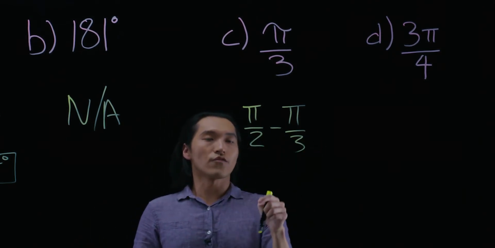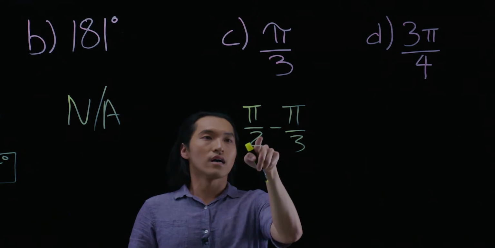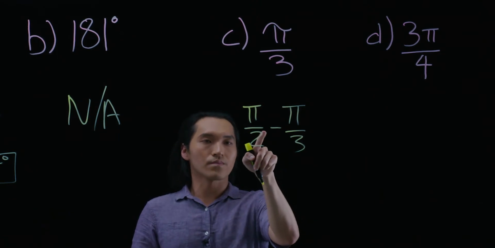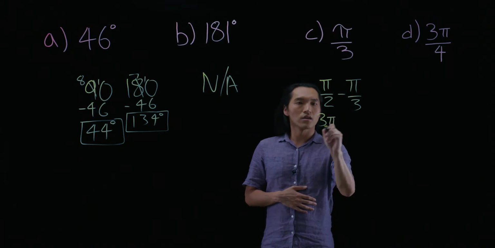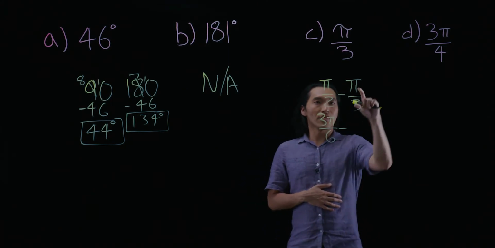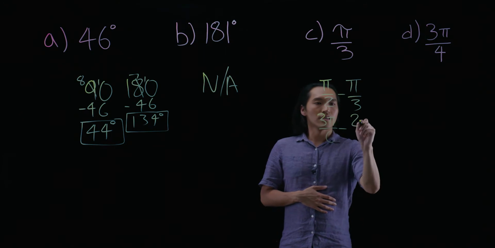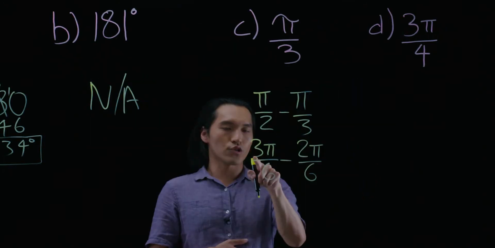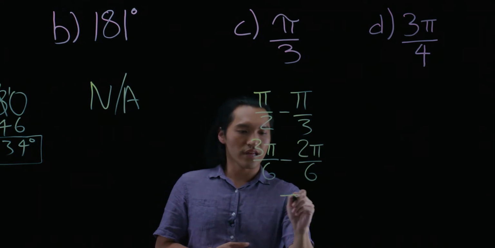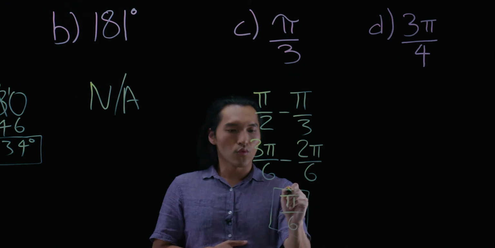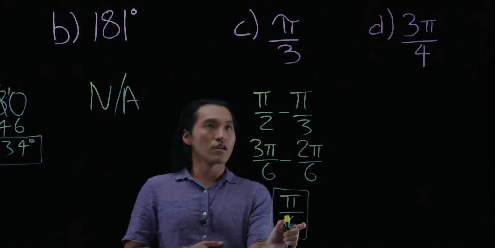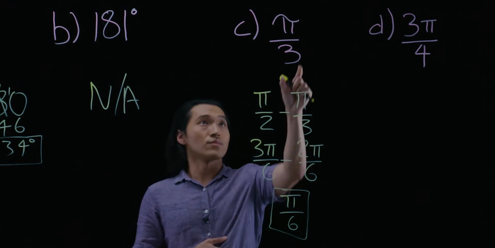And so then to solve for this, we have to have them have the same common denominator. This gives us 3 pi over 6. And meanwhile, we have to multiply this. This gives us 2 pi over 6. Now they have a common denominator, and so we can subtract 3 pi and 2 pi. Well, that's just equal to pi over 6. So this would be the measure of the complementary angle to pi over 3.